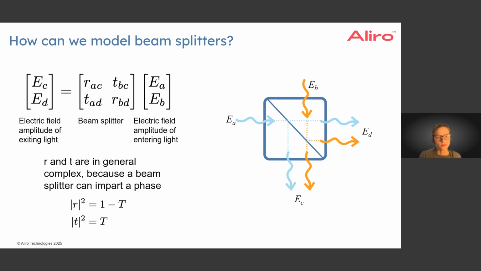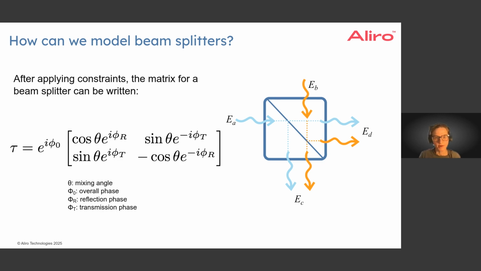Also remember that from the beginning, our big T transmission relates to our reflectance and transmission that are written in these lowercase letters, where the absolute value of small t squared is going to equal big T transmission, and the absolute value of small r squared is going to equal 1 minus this big T transmission. After you apply all of the relevant constraints, you can rewrite this matrix for the beam splitter according to 4 parameters.